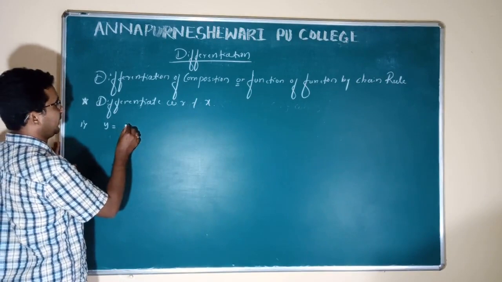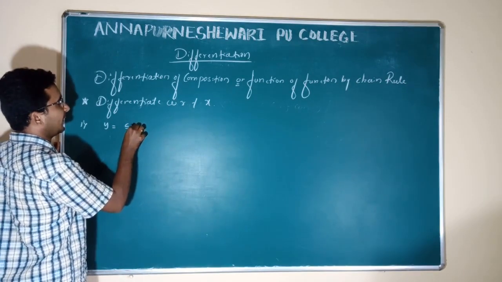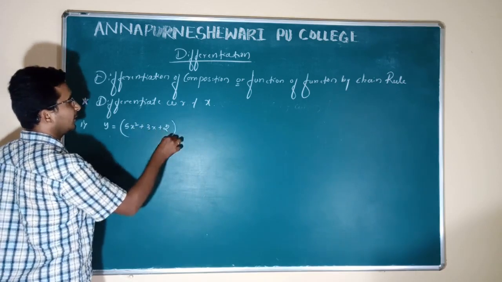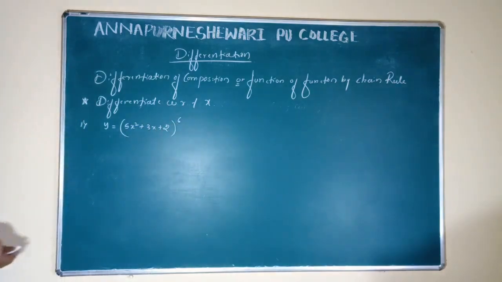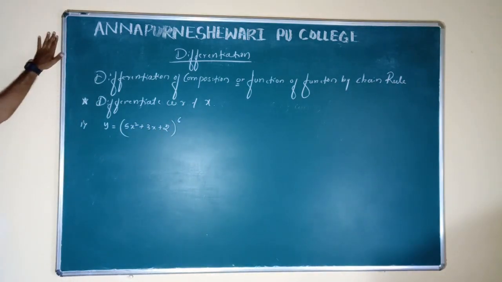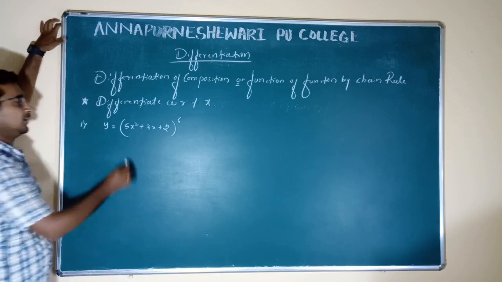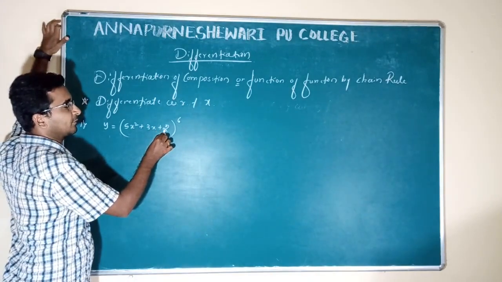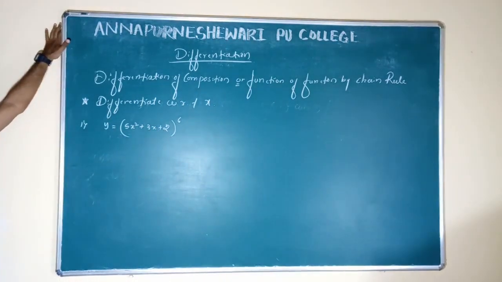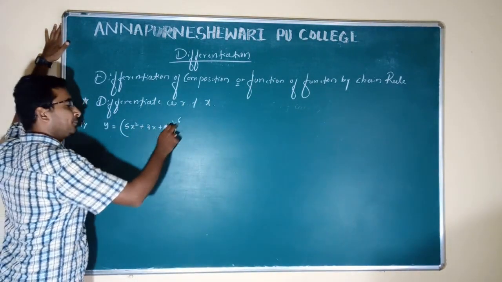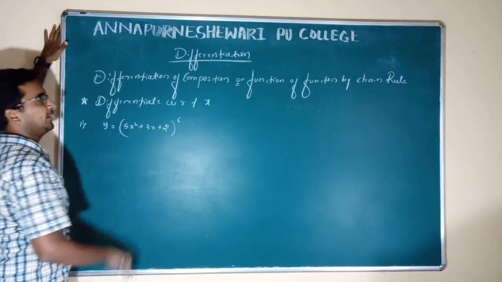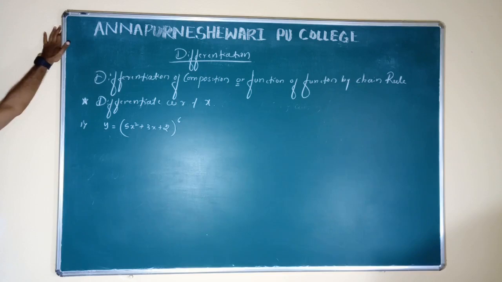for example, 5x square plus 3x plus 2 whole raised to 6. So whenever I take examples like this, y equal to 5x square plus 3x plus 2 whole raised to 6, here we see two functions. One is in the x raised to n form, and one more is the x. So by using the chain rule.